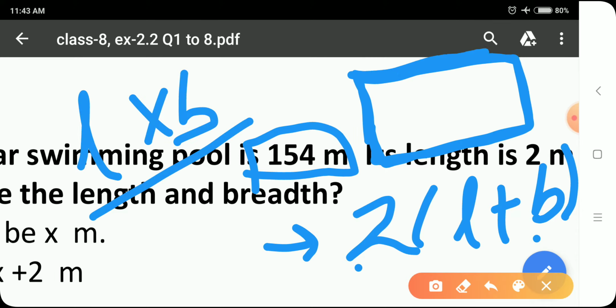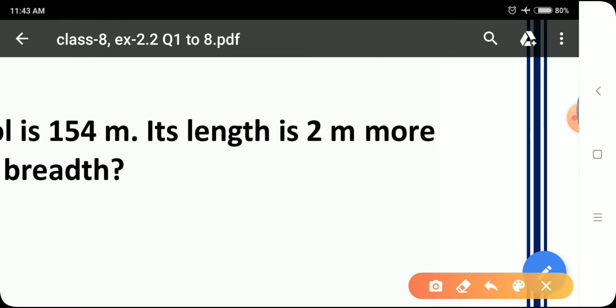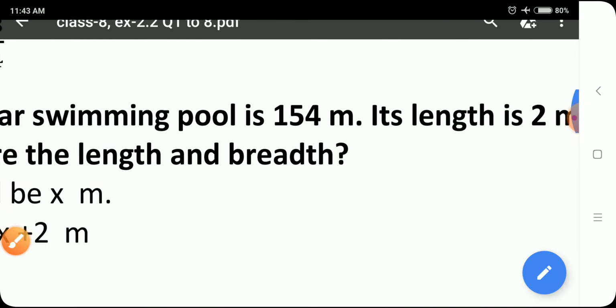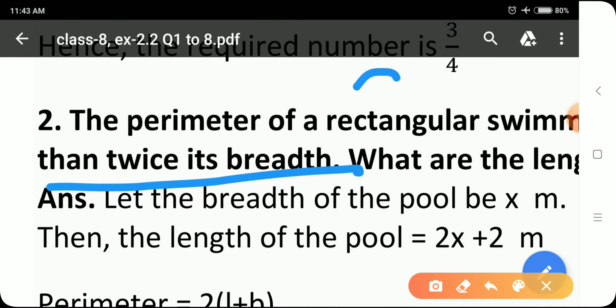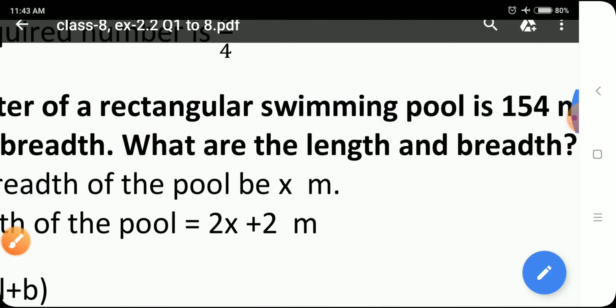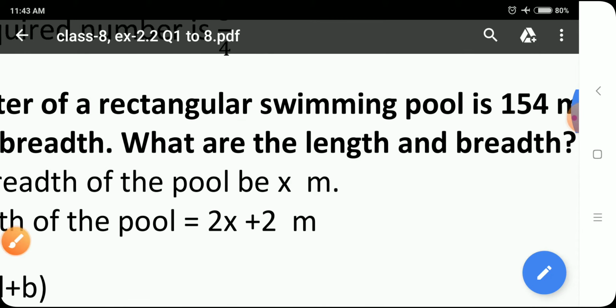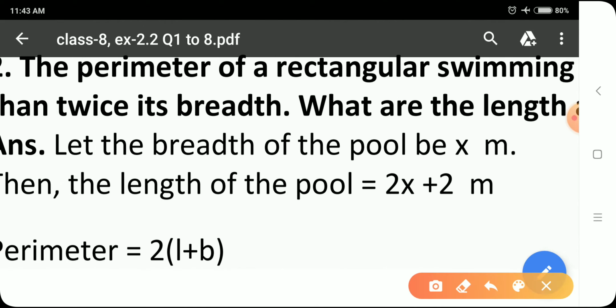Perimeter is the sum of the boundary, this whole boundary. Its length is 2 meter more than twice its breadth. Length is 2 meter more than twice the breadth. What are the length and the breadth? You have to find out the length and breadth. So what we have to find is length and breadth.